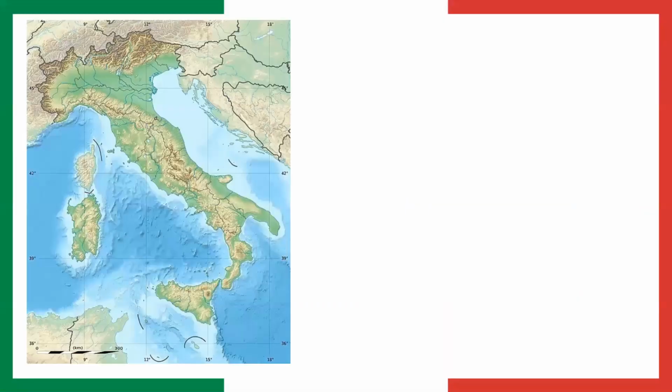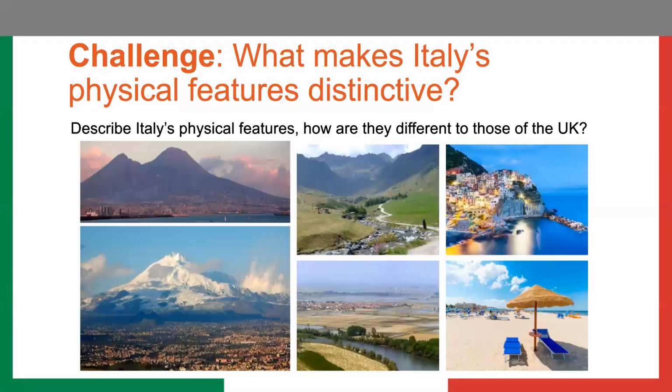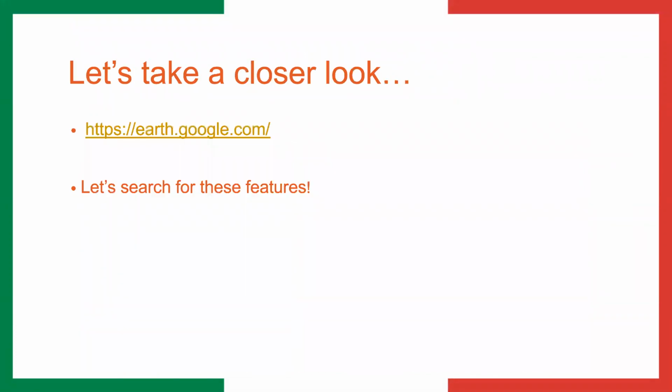And if you're up for a challenge, you've got this to help you. You can fill in those blanks there. And your challenge is to describe these physical features, describe what makes them different, perhaps to the UK. So what makes these areas different to those in the UK? You can write a few sentences to describe each of these features and how they are different to the features we have here in the UK.